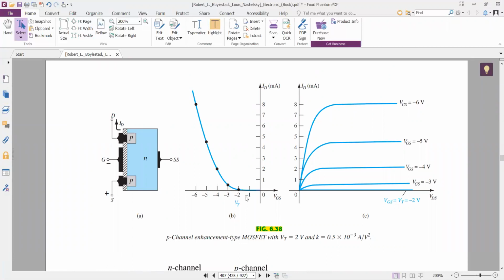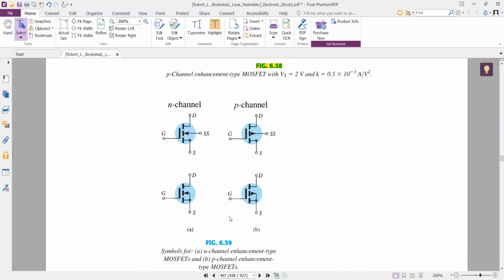So these are the symbols of the general p channel enhancement type MOSFETs.